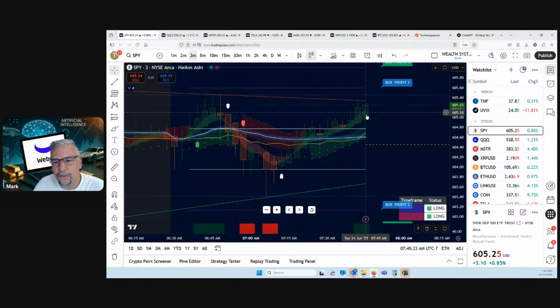SPY's got some resistance. Still a higher opening. We'll see if it can break through this resistance. If it does, the next target is 605.60.